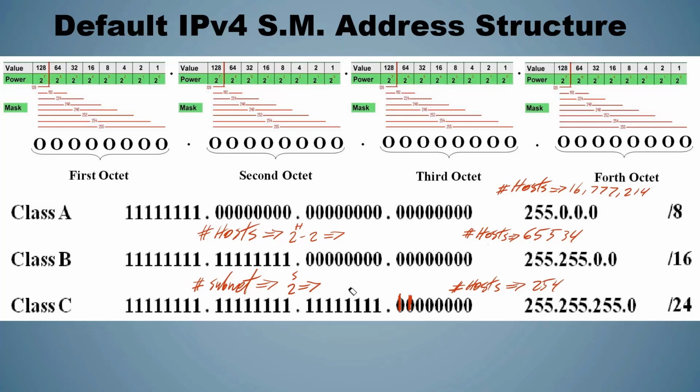But in this example, this is a default subnet mask, and it's just one big network. And in that one big network, how many available IP addresses do we have? So in Class A, we will have 16,777,214 available IP addresses. In Class B, 65,534 available IP addresses. And in every Class C network, we will have 254 available IP addresses.